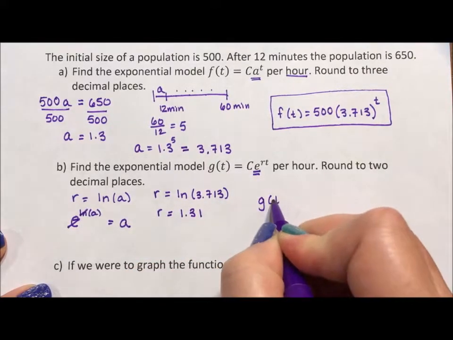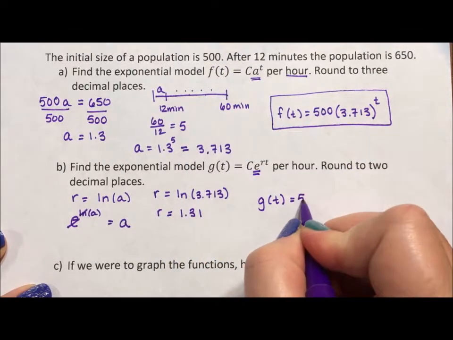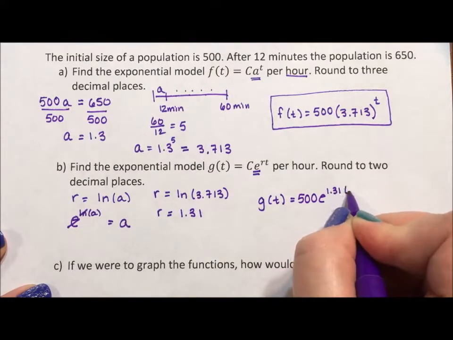g of t equals, the initial is still 500, e to the 1.31 t.